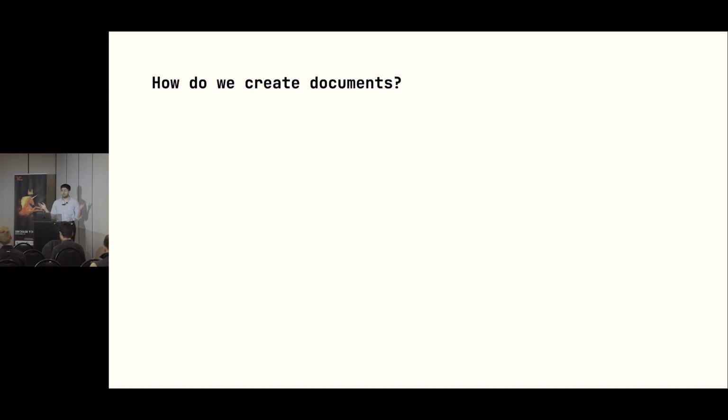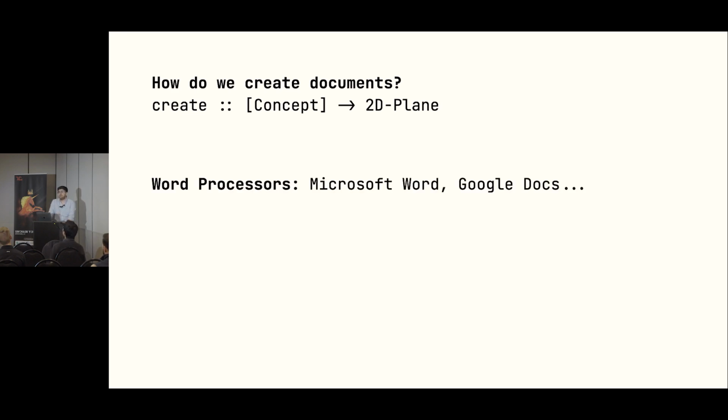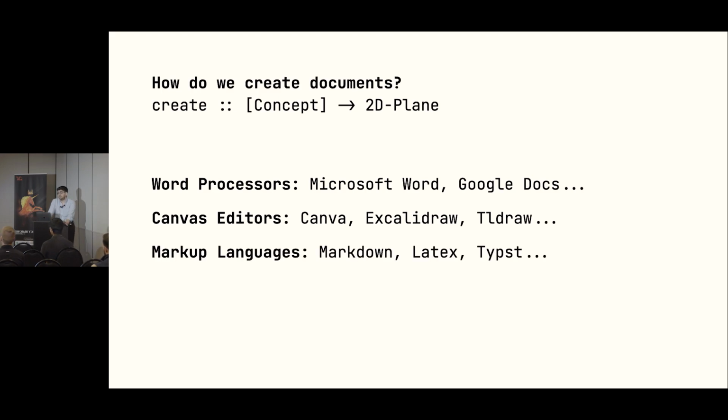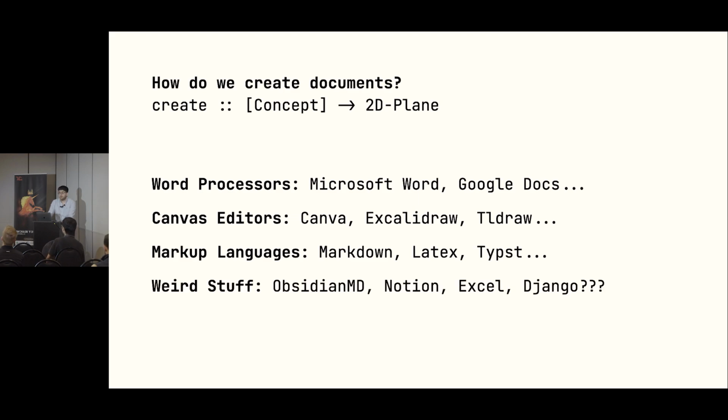So that is a document. How do we create documents? How do we interact with them? I like to think of this creation as, basically, you have a set of concepts. You want to put them onto a 2D plane somehow in a way that's going to be meaningful. One way to do that is to use word processors such as Microsoft Word or Google Docs, or canvas editors such as Canva, Excalidraw, tldraw, or markup languages such as Markdown, LaTeX, Typst. And there is also the weird stuff that I am not going to categorize for now.